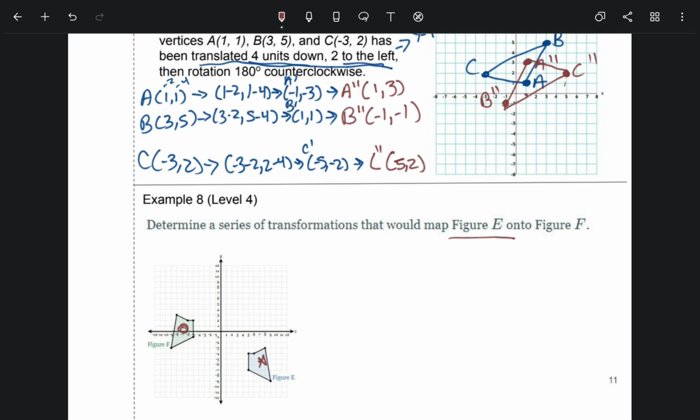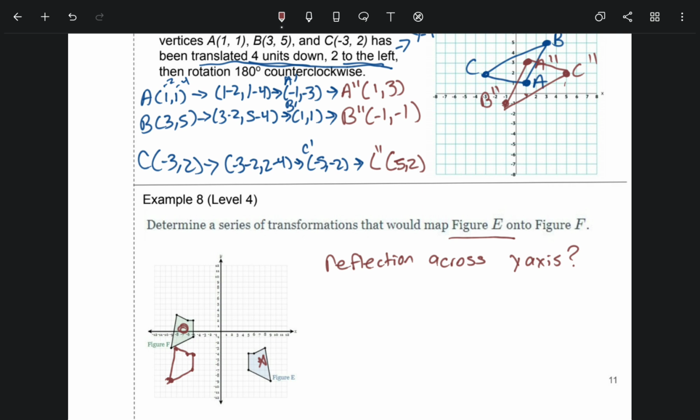Well, from what I can see, it does look like we have a reflection across the y-axis. Okay, so let's go ahead and reflect figure E across the y-axis. Okay, and doing that looks good so far.